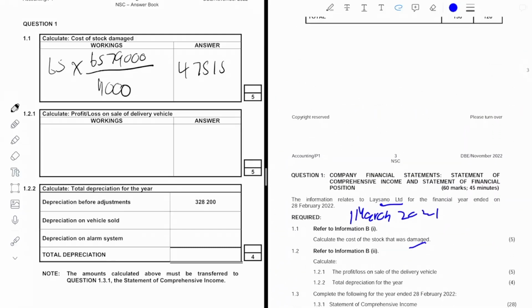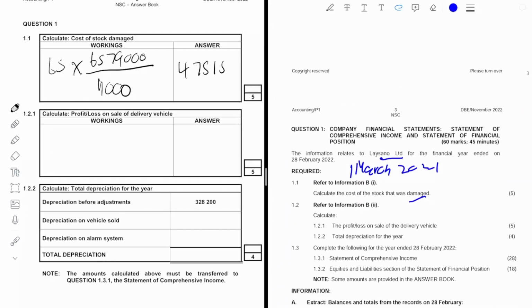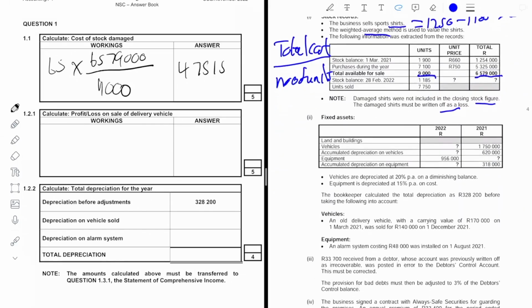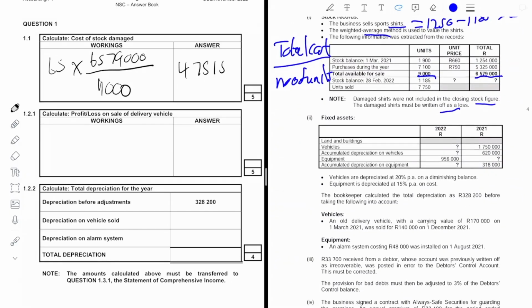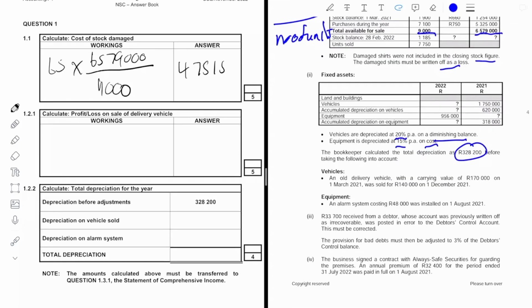Okay, so next they say refer to information B2, and then for 1.1.1, they say calculate the profit or loss on the sale of the delivery vehicle. And then they also want us to calculate the total depreciation for the year. So let's have a look at information 2. They've given us a table of fixed assets here. Then they also tell us that vehicles are depreciated at 20% per year on the diminishing balance method. Equipment is depreciated at 15% per annum on the cost method. Then they also say that the bookkeeper calculated the total depreciation for the year and it came out to this figure, but this was before taking the information below into account.